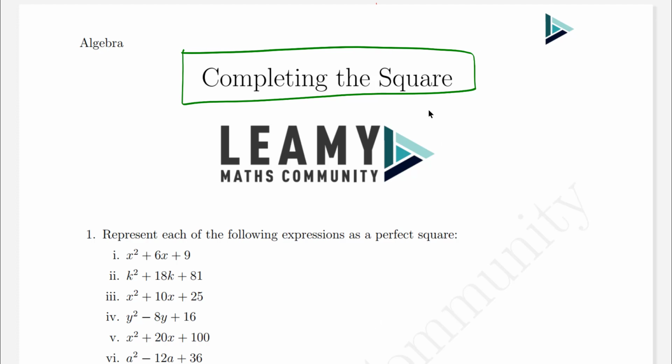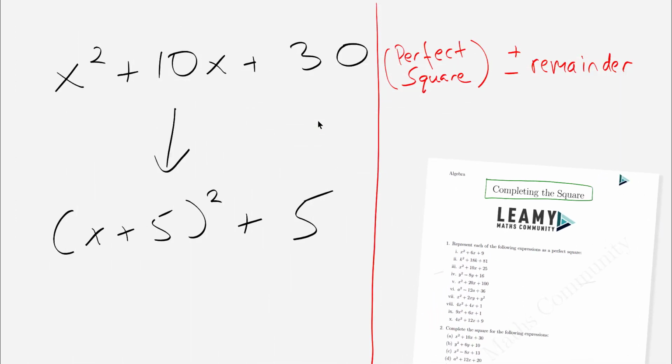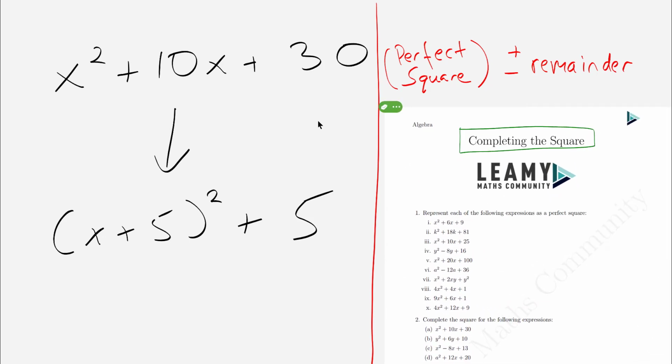Let's look at completing the square. Completing the square is an algebraic technique generally for quadratic trinomial expressions. So here's an example for you. If I have x squared plus 10x plus 30 and I complete the square in it, I rewrite it as x plus 5 squared plus 5. So completing the square is writing a quadratic expression as a perfect square plus or minus some remainder. So this is our perfect square plus some remainder.